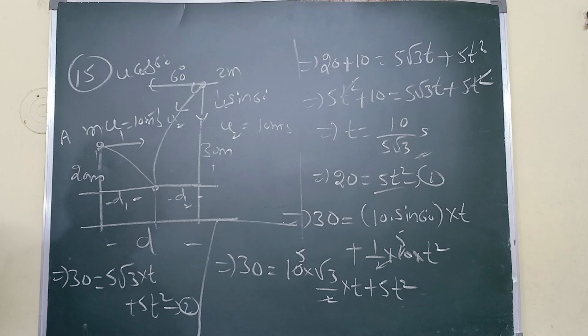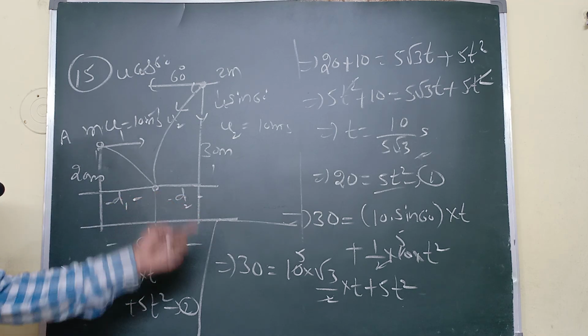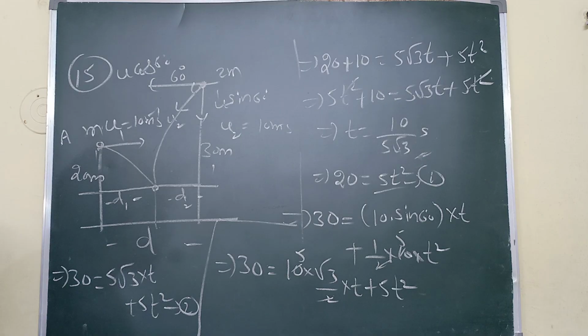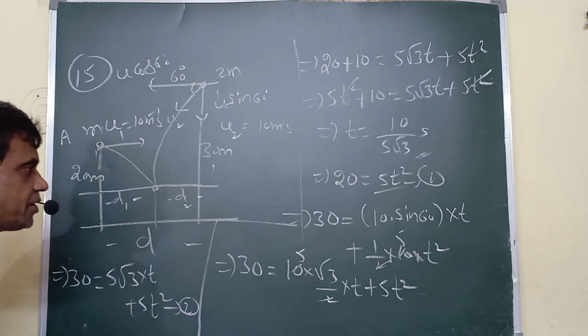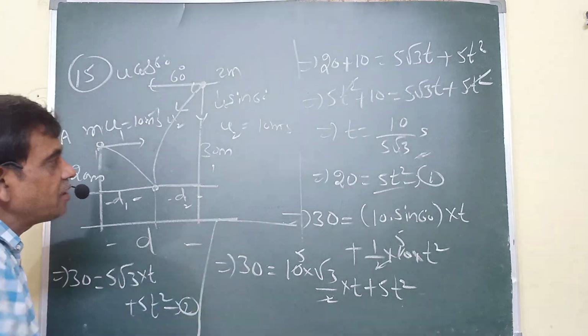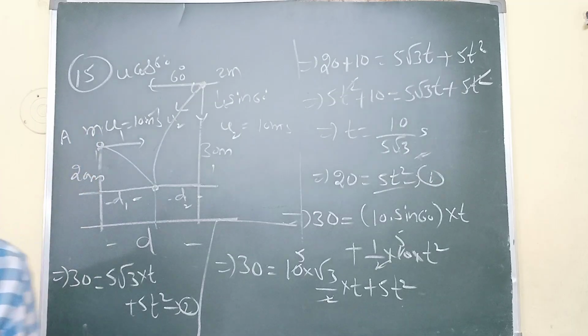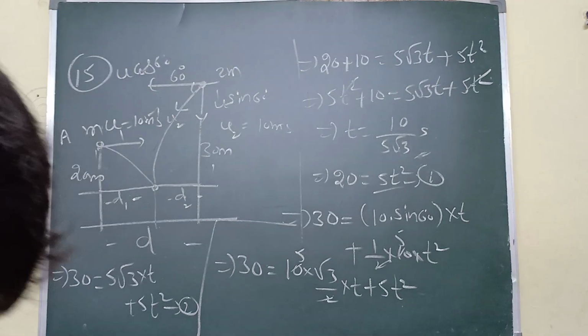So that is the concept. I find d1 and d2 by substituting, and that gives the distance. That part is completed. So what is the t value? 10 by 5 root 3.